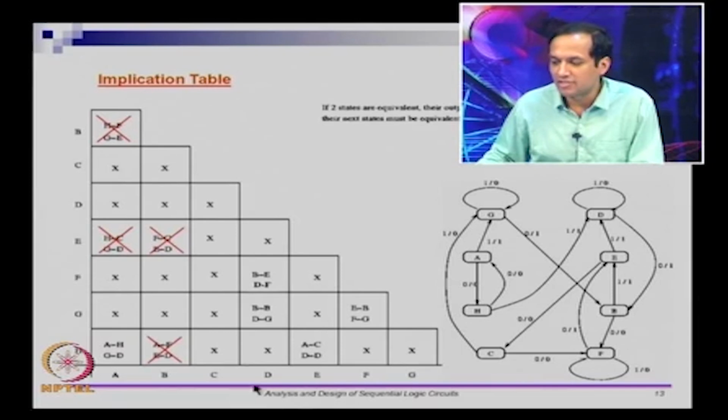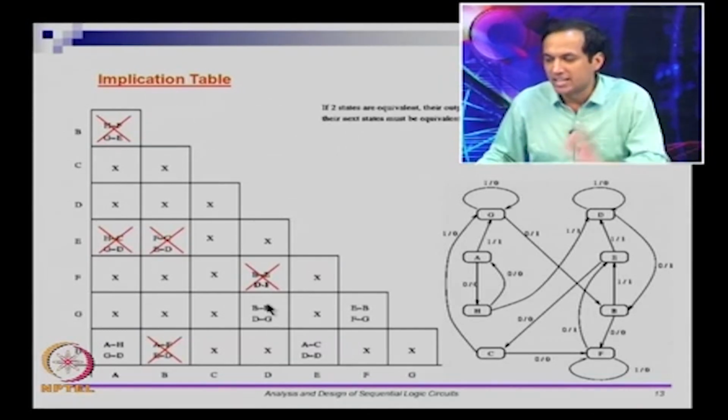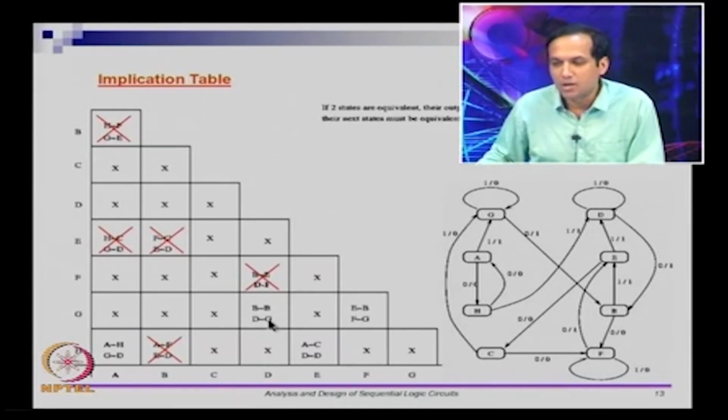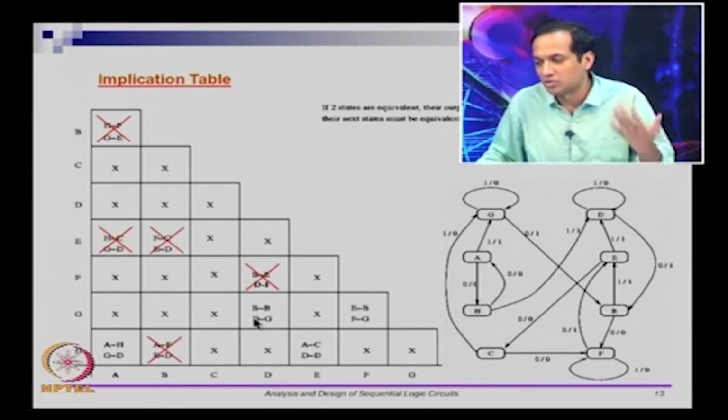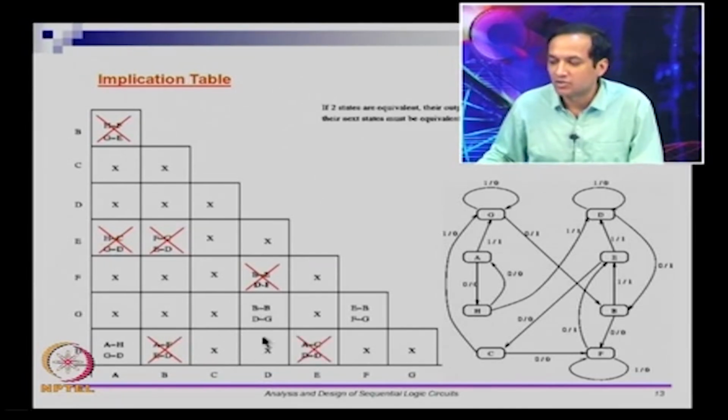We want to check whether F is equivalent to D. If F should be equivalent to D, B should be equivalent to E. So I go and look at B comma E. I already know that B is not equivalent to E, so I cross that. Then if I want D and G to be equivalent, B should be equivalent to B, that is trivially true, and D should be equivalent to G, so if D and G are equivalent, then D and G are equivalent. So this actually seems to be correct. So we will keep that. So at this point we have established that D and G are actually equivalent to each other. There is no precondition required anymore.